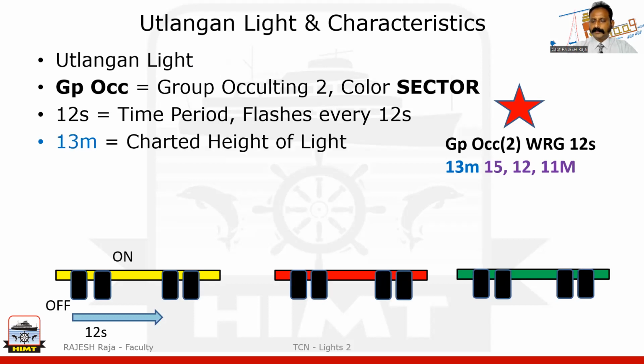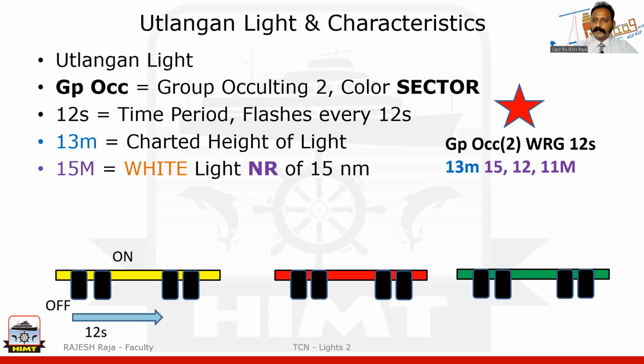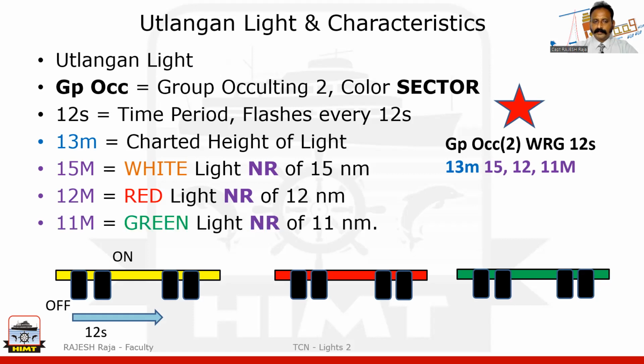Now, what is 13 meter? That is the charted height. It's not very high. It's a shorter lighthouse. Please look at the rest of the 3 figures. White light has got nominal range of 15. As I said, mostly white light always has got the largest range because of outreach. Red light nominal range is 12, and your green light has got 11 nautical miles range.